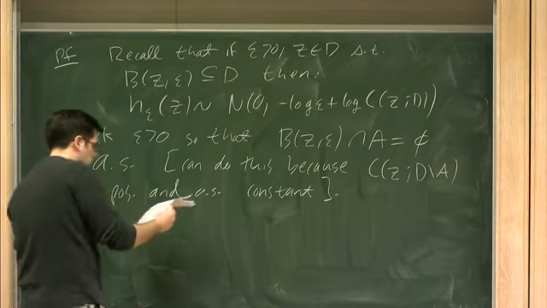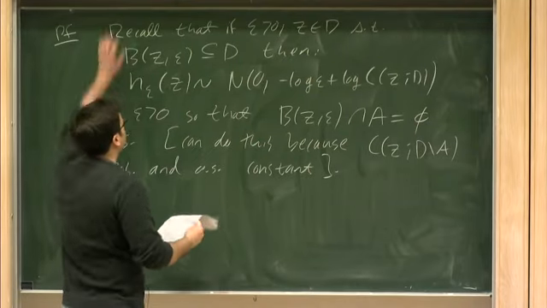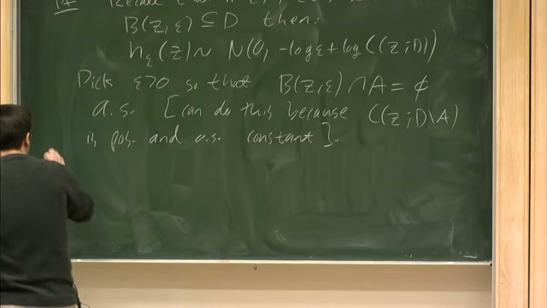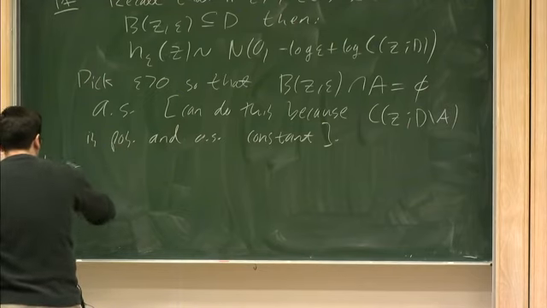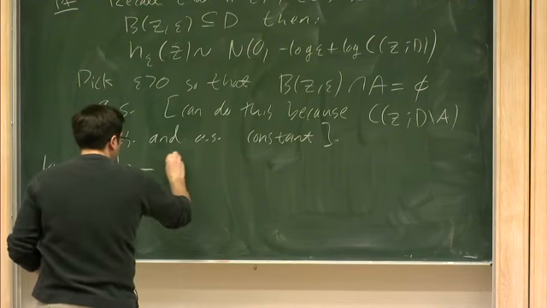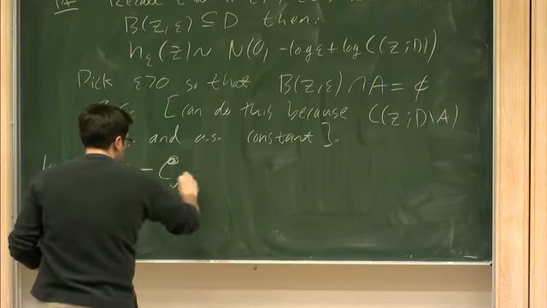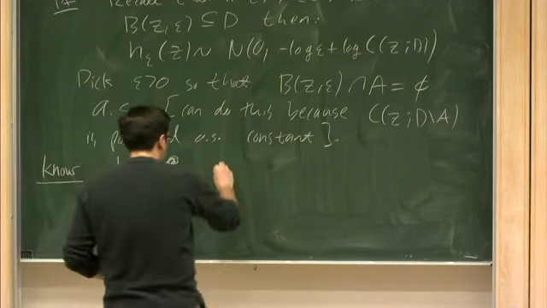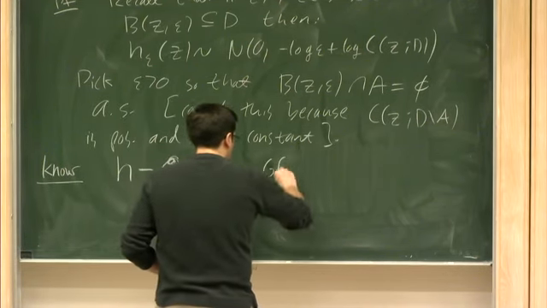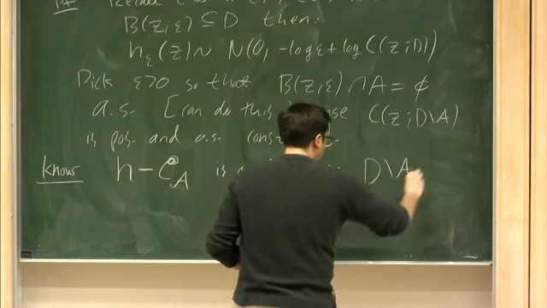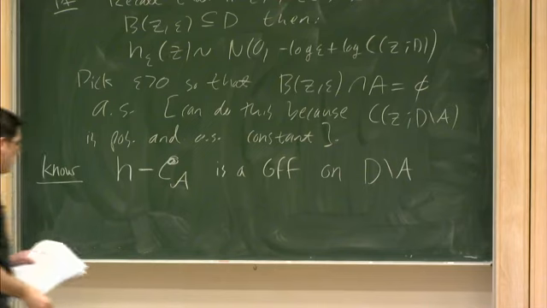All right, so now, what do we know? We know that if you take the Gaussian free field, h, and you subtract c_A, then this is going to be a Gaussian free field on the complement of A, because that's just the definition of locality.